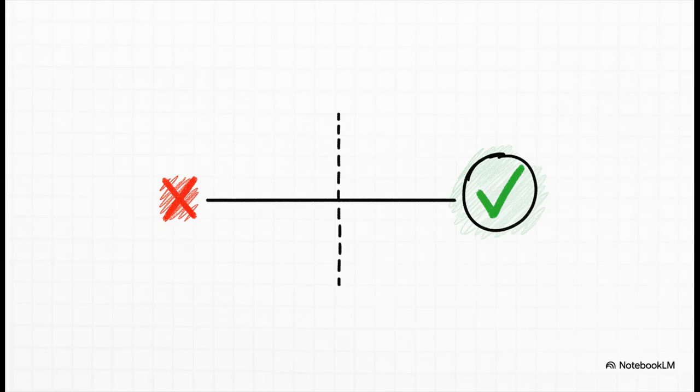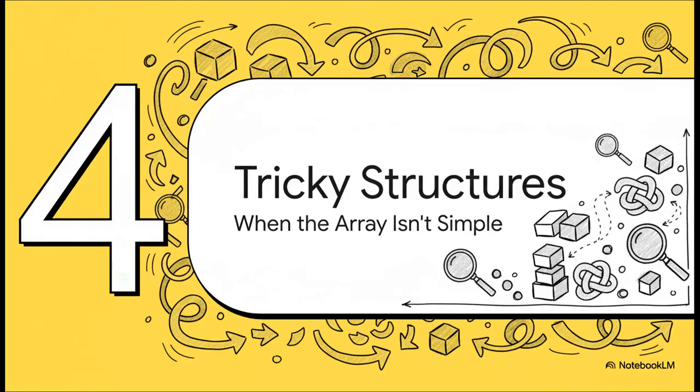And think about what we just did. We weren't searching through an array. We were searching through the abstract idea of speed to find that single optimal boundary. Okay, great. But what happens when the data isn't in a nice, simple, sorted list? Well, guess what? Binary search is still your best friend. You just have to be a little clever and adapt the logic.